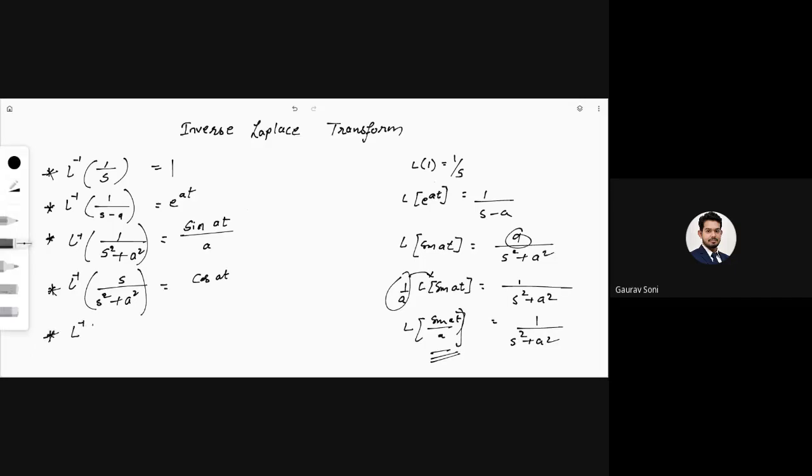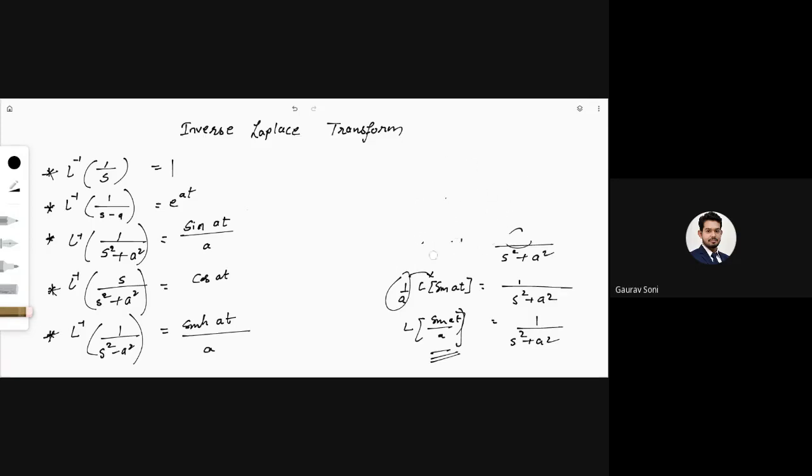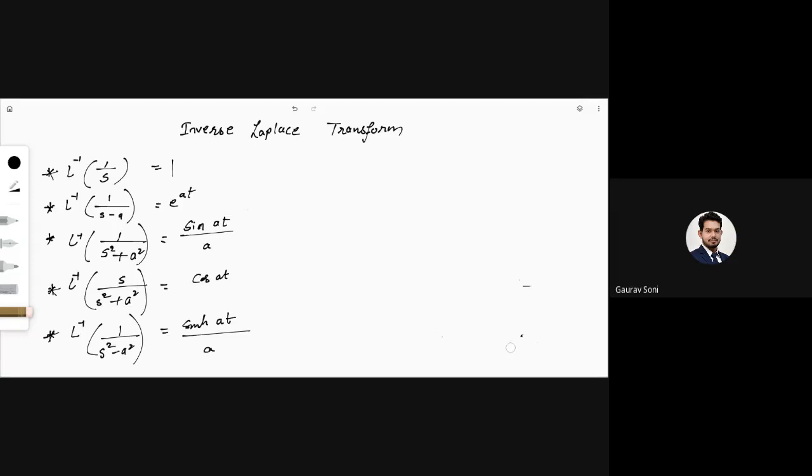Next, Laplace inverse of 1 upon s square minus a square. This is again sinh of at. We know that hyperbolics will have minus in the denominator. Sinh of at upon a. Laplace inverse of s upon s square minus a square will be simply cosh of at.